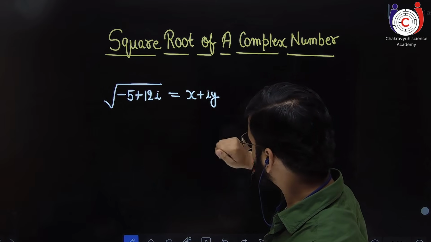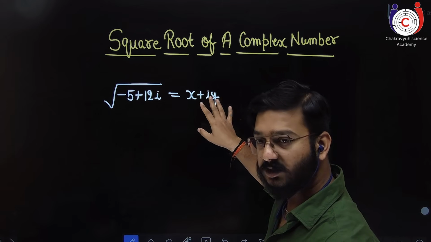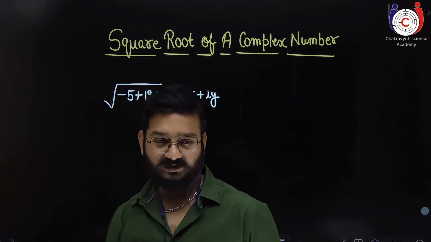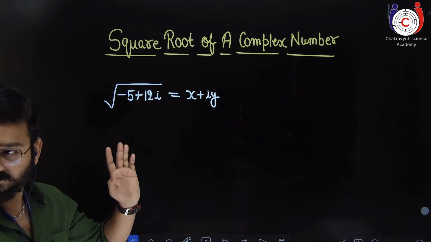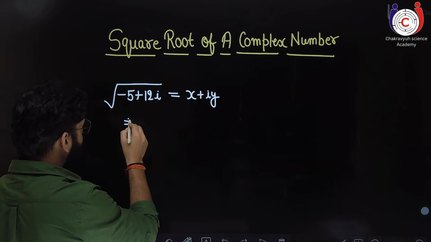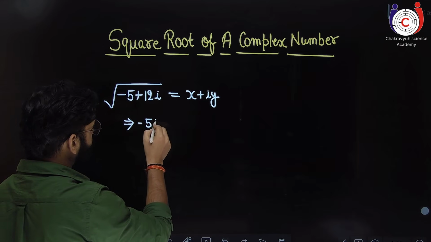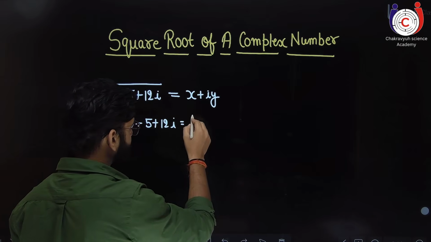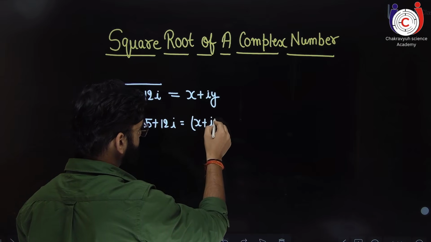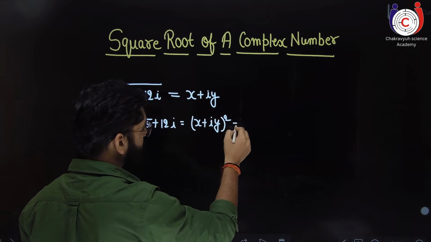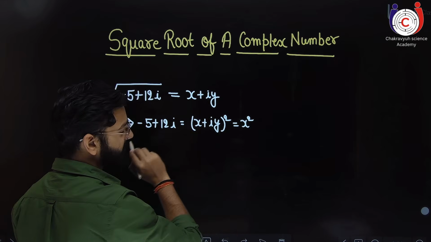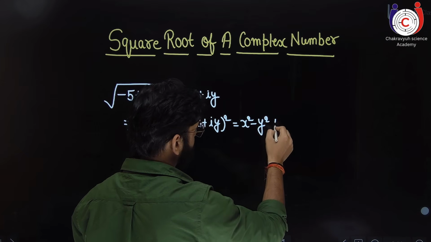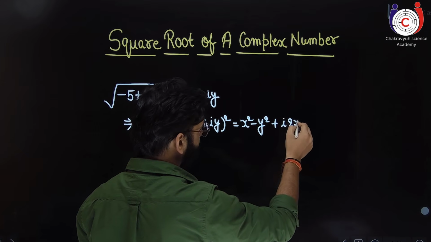So what are the unknowns here? x and y. Ultimately, we need to find the value of x and y. So what will I do after this? I will square both the sides. Squaring both the sides, minus 5 plus 12 iota equals x plus iota y whole square. Now open the whole square: x square, iota y square will be minus y square because iota square is minus 1, plus iota times 2xy.